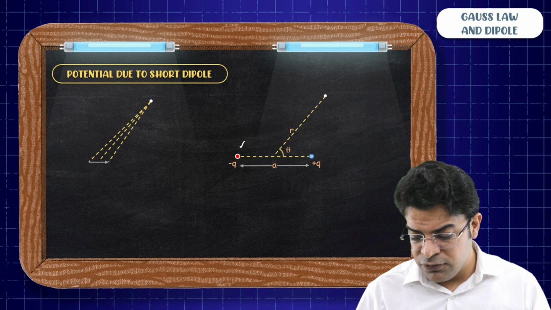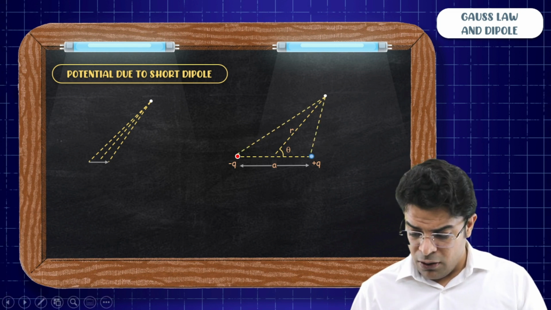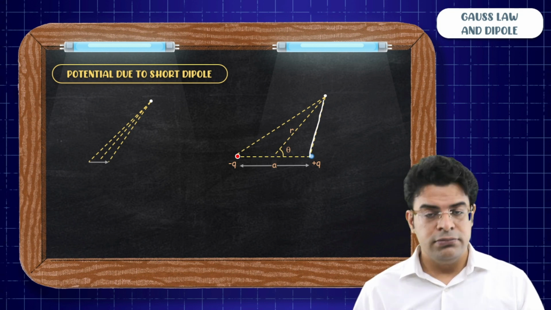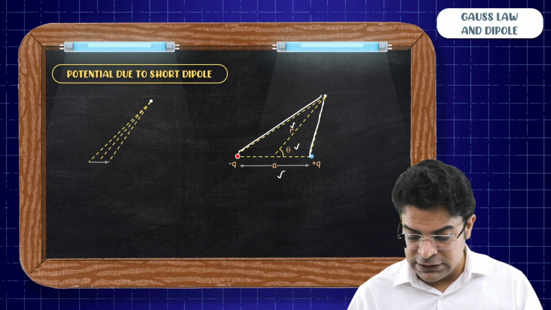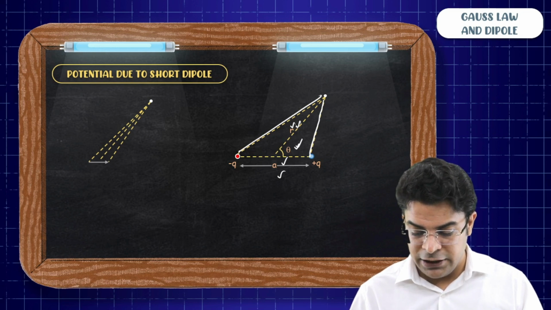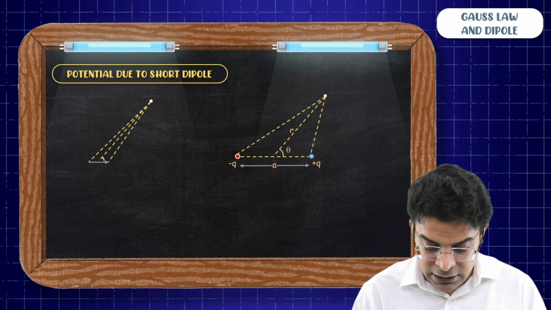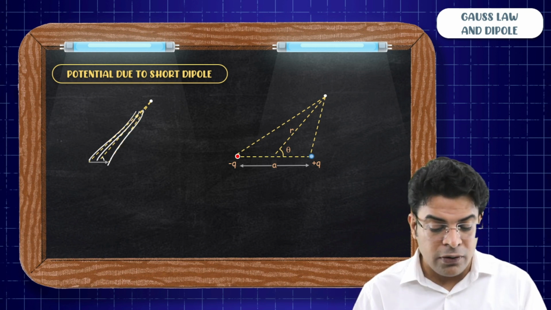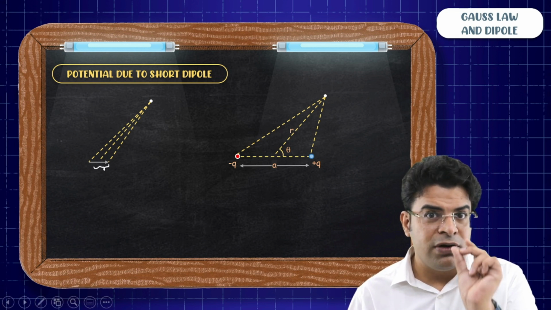Now the distance of the two charges will be different. How can you write this distance in terms of a, r and theta? Now, do understand these lengths are nearly equal, because we are talking about a short dipole, but still there is some difference in the length.